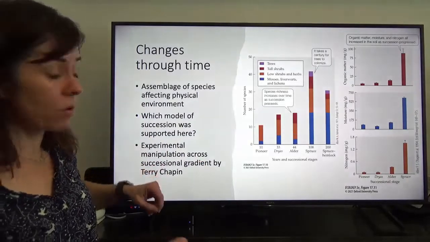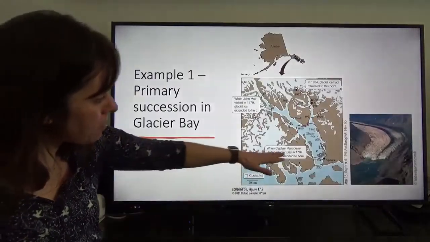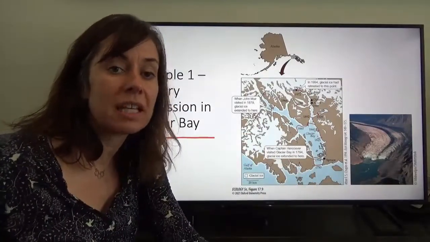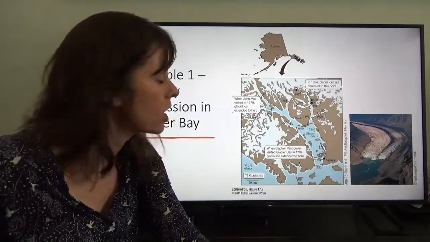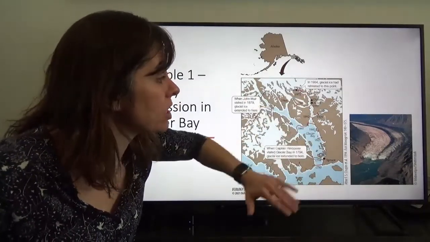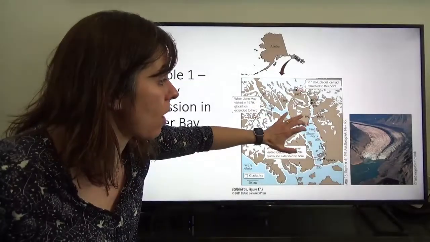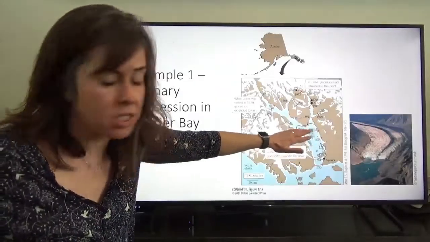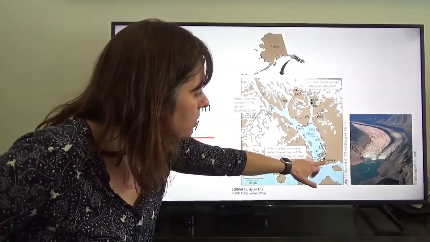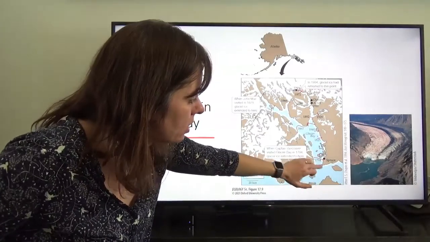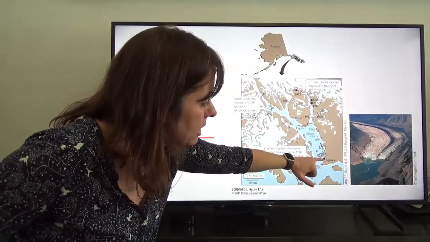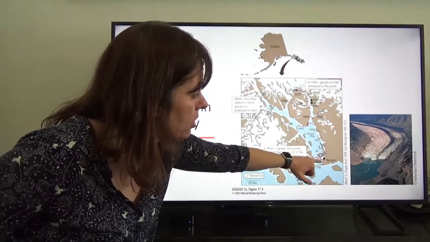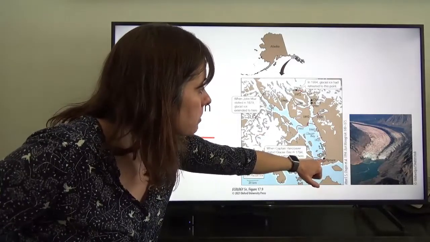And so when we have these kinds of maps where we know when glacier retreat occurred, then we can look at vegetation assemblages, again using a space-for-time approach, to evaluate at what point in succession different ages of sites are. So here we have spruce down here in this area that was under ice in 1794, but by 1825 it was no longer under ice.